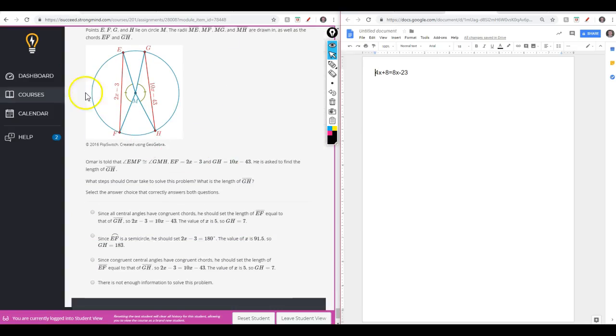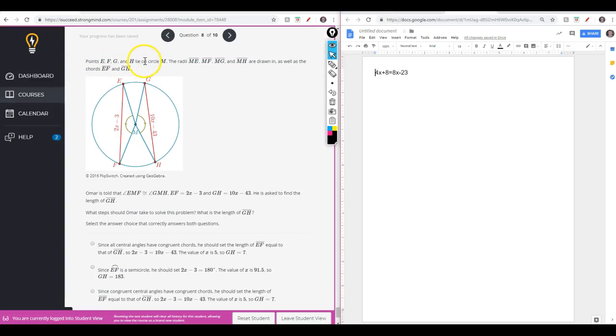Okay, question 8. Points E, F, G, and H lie on circle M. The radii segment ME, segment MF, segment MG, and segment MH are drawn in, as well as the chords segment EF and segment GH. Omar is told that angle EMF is congruent to angle GMH. The distance of EF is equal to 2x minus 3, and the distance of GH equals 10x minus 43. He has been asked to find the length of segment GH.